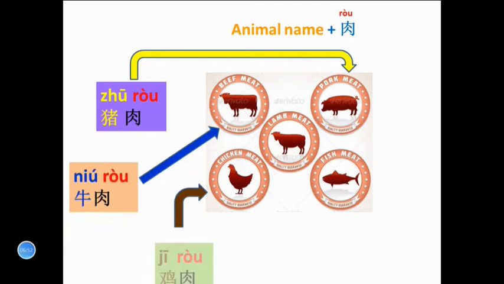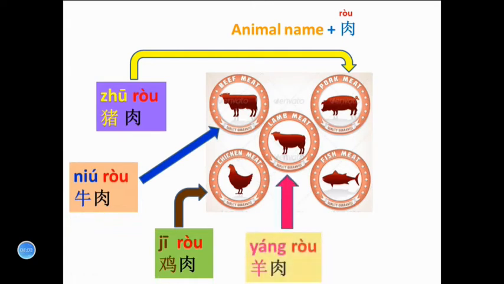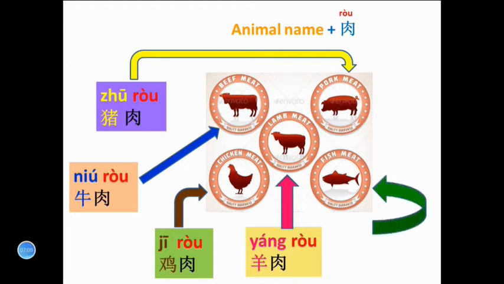Chicken meat in Chinese is 鸡肉, as 鸡 means chickens. Lamb meat in Chinese is 羊肉, as 羊 means sheep. And finally, fish meat in Chinese is 鱼肉, because obviously 鱼 means fish.